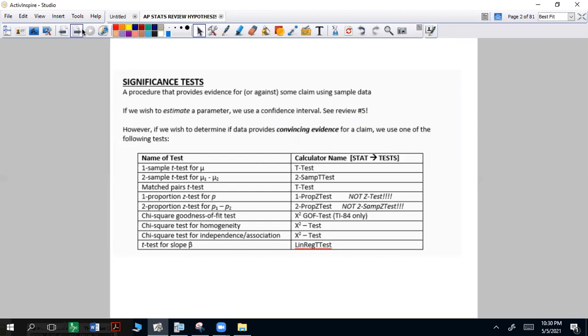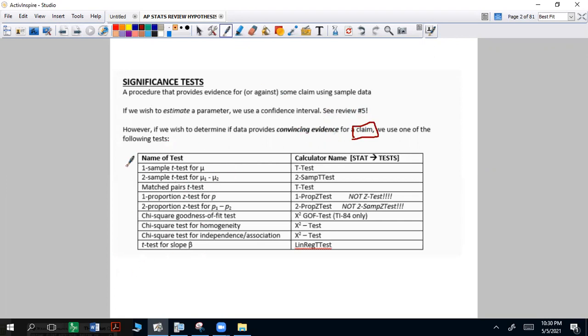Significance test: a procedure that provides evidence for or against some claim using sample data. If we wish to estimate a parameter, we use a confidence interval, but if we're trying to test a claim, that's big here. If we have a claim, we use one of these tests. And we have all sorts of tests.